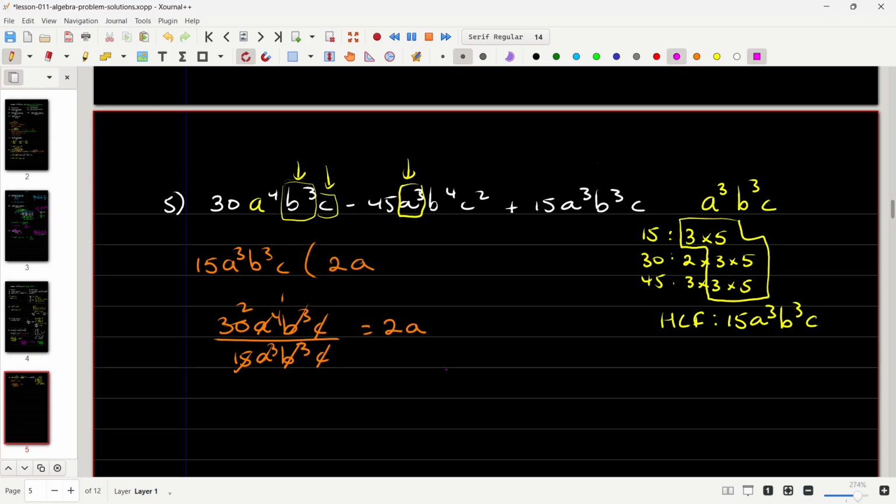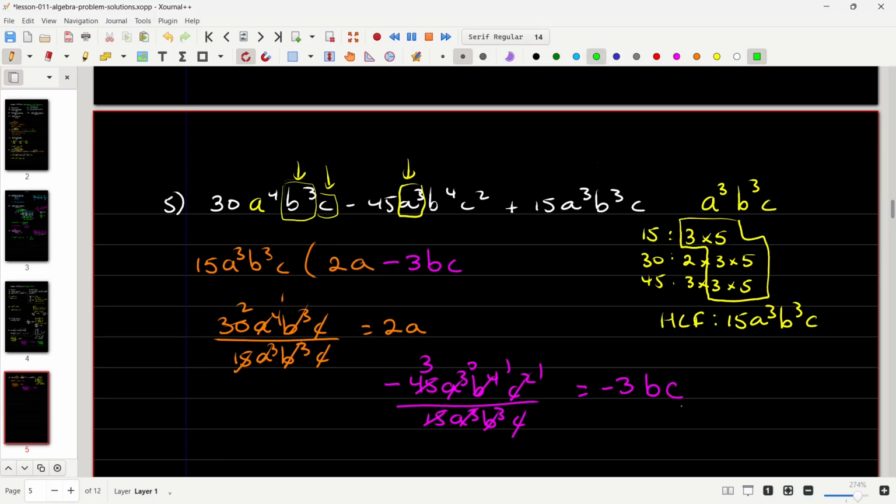All right, then we have the next one, which is negative 45a cubed b to the fourth, c to the second, divided by 15a to the third, b to the third, c. And this here leaves 1, this here leaves 1, this here leaves 0, and this here is 3. So I'm going to have here negative 3, no a's, 1b, and 1c. Oopsie, that's supposed to be a c. All right, so I'm going to have negative 3bc.